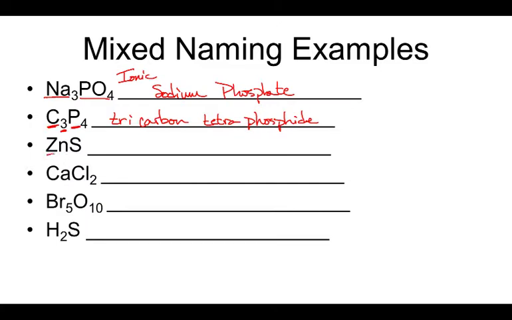Okay, now zinc here. So we've got zinc, which is a metal, and sulfur, which is a nonmetal. Now, if you look at your periodic table, you see zinc is a transition metal, right? So we have to figure out what the charge is. Well, we know that sulfur usually makes a charge of 2 minus, and because this is a 1-to-1 ratio, we know the zinc had to have been 2 plus. So we're going to put in Roman numeral 2 after the zinc, and then the sulfur turns into sulfide.